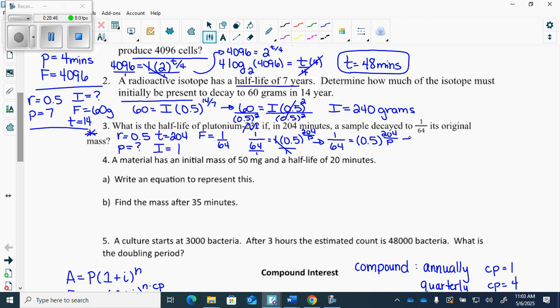So we get log base, the base of my exponent becomes the base of my log, base 0.5 of 1/64 equals 204 over P. When the variable's on the bottom, you bring it up here, and you bring the entire log down. These swap spots. So I get P equals 204 divided by that entire log. They just swap spots.